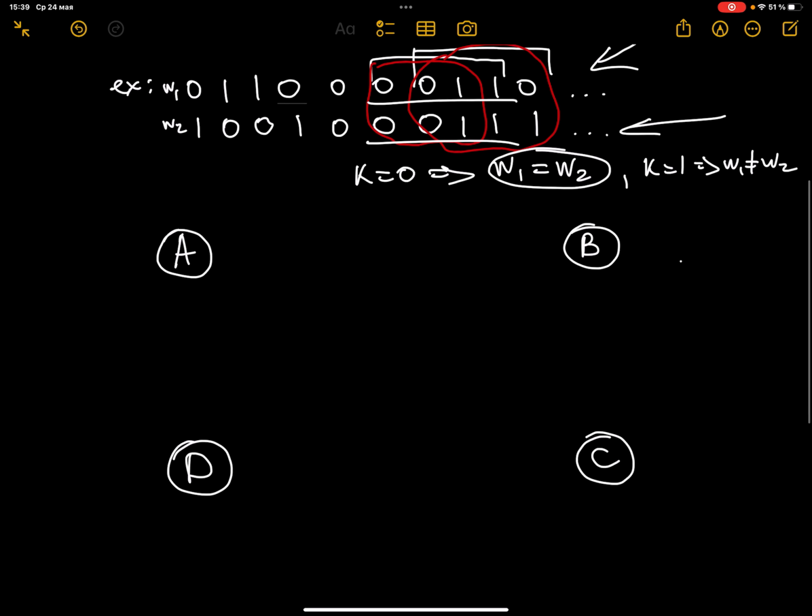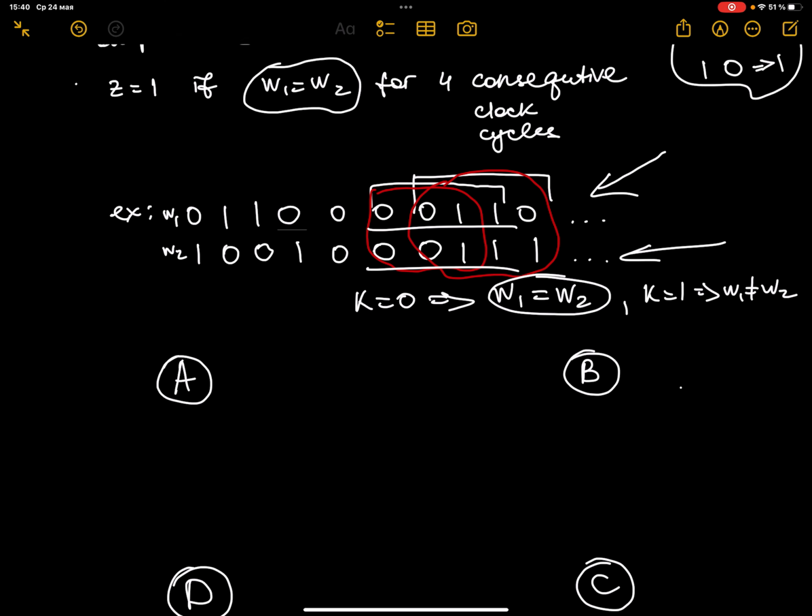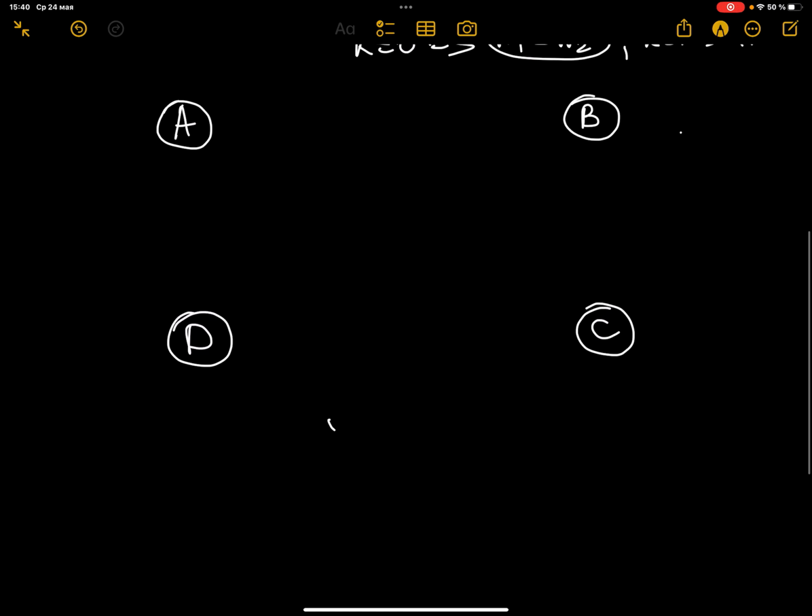So say we have 4 states. Why? Because the function produces 1 only when 4 consecutive values of W1 and W2 are the same. 4 means we have 4 bits and 4 states. Let's say we have A0, A1, A2, A3.